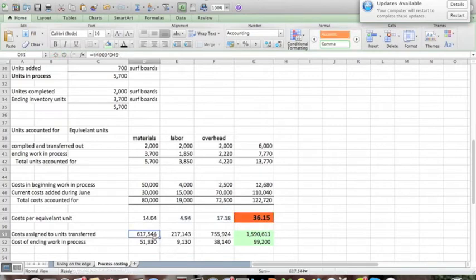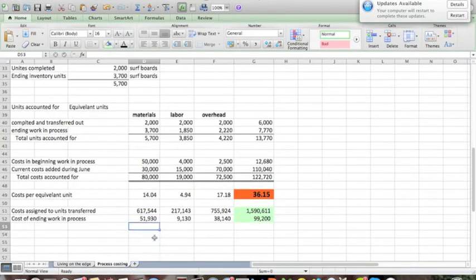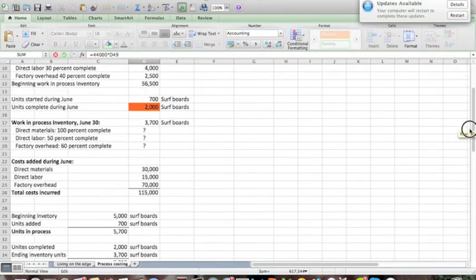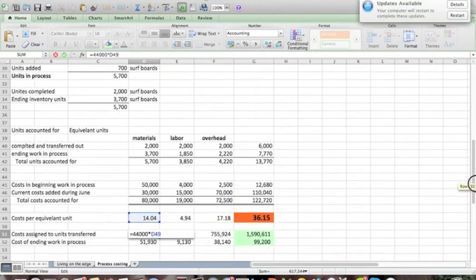Now the whole idea is to find out how much cost do we assign to units that were transferred out versus units that are in work in process. So this is now easy because all you have to do is multiply the cost per equivalent unit times the units that are remaining in the ending work in process. So the transferred out units we know is 44,000 that we transferred out. No, it was actually 2,000 that we transferred out.